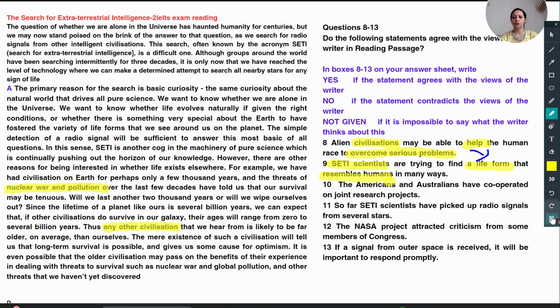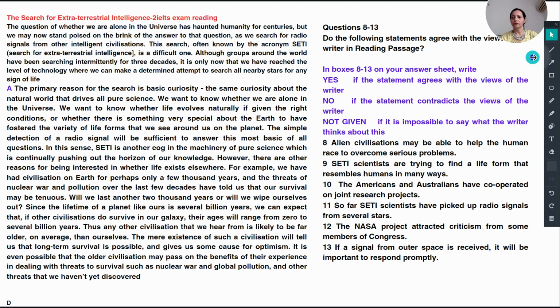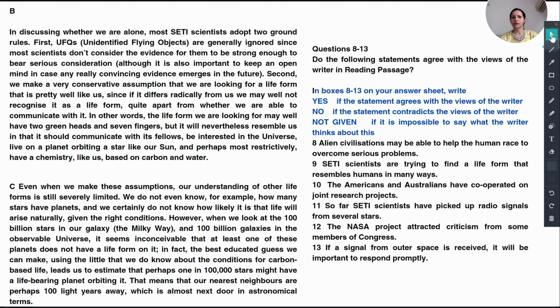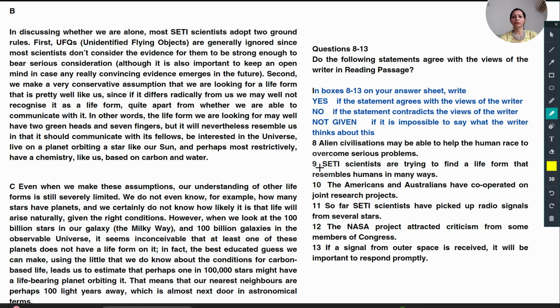Let's move to the C paragraph. Now this is the C paragraph. We were doing the ninth question. In the ninth, we have scientists trying to find a life form. So the keywords are scientist and life form, and resembles means looking like humans in many ways.